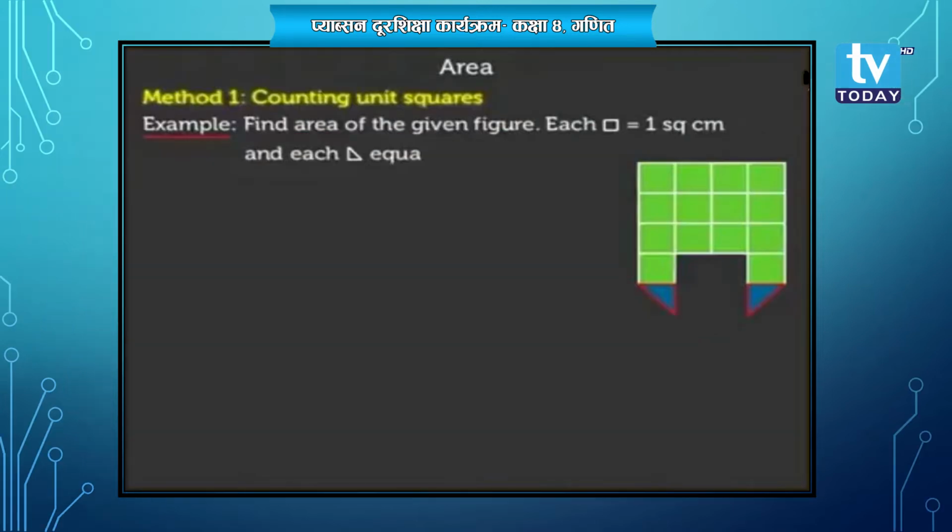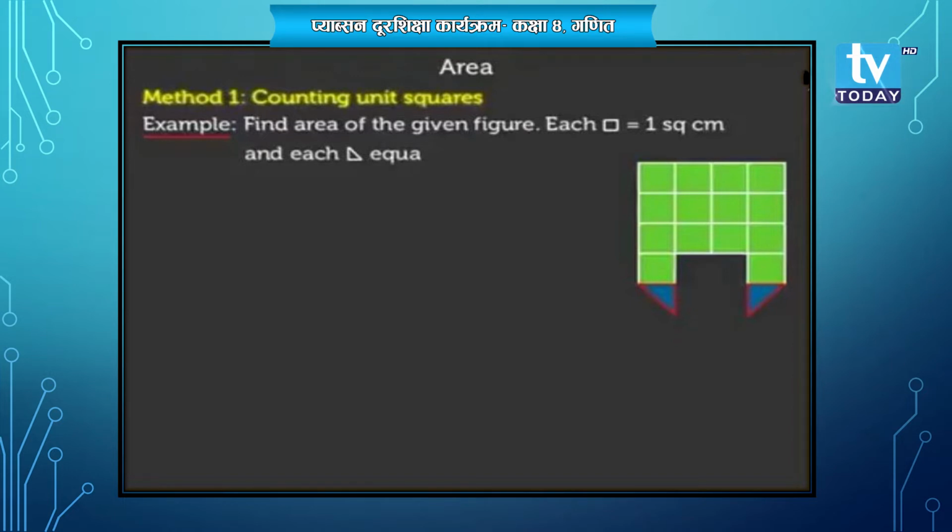Let's have a look at the next slide for a counting method. Okay, the first method is here: counting unit squares. Have you seen? Please check the picture over here. That is the first question as an example for you all. Find the area of the given figure.